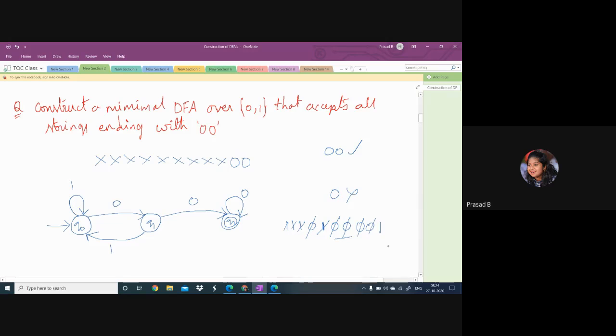Suppose 1 comes here, shall I go to Q1? If I go to Q1, then in Q1, if 0 comes, it will come to Q2, so it is accepted. That is the reason this is not correct.